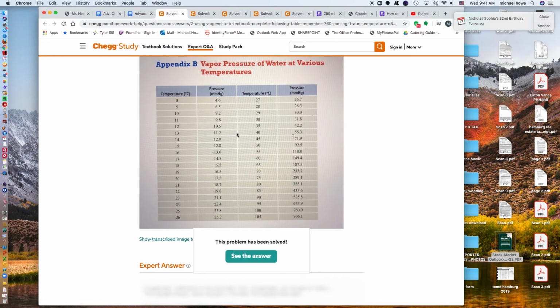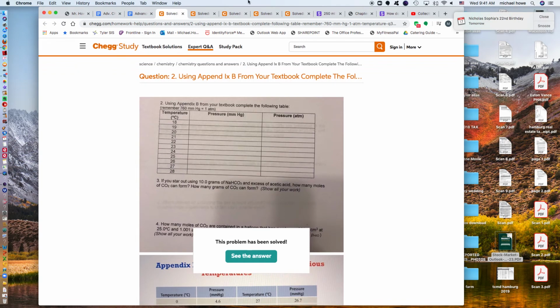Okay, I think that's all we need to say about Dalton's law of partial pressures, and I'll post this one and move on to ideal gas laws and molecular weight.